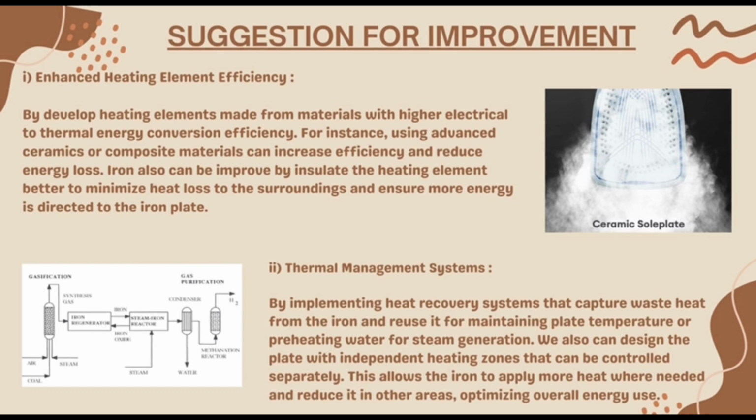So, from the laws of thermodynamics, we can make suggestions for the improvement of the iron. First, we can enhance heating element efficiency by developing heating elements made from materials with higher electrical to thermal energy conversion efficiency. For instance, using advanced ceramics or composite materials can increase efficiency and reduce energy loss. The iron can also be improved by insulating the heating element better to minimize heat loss to the surroundings and ensure more energy is directed to the iron plate.